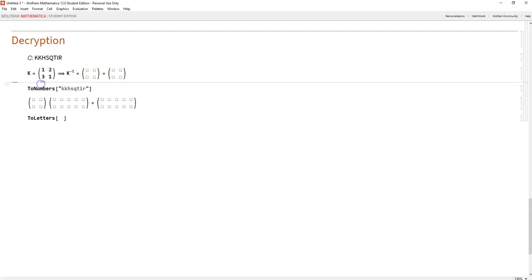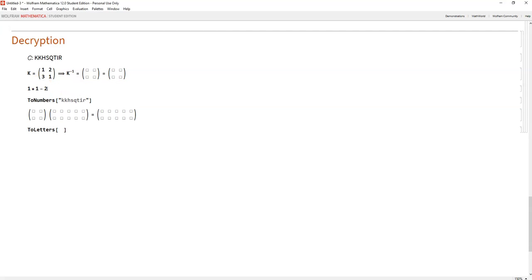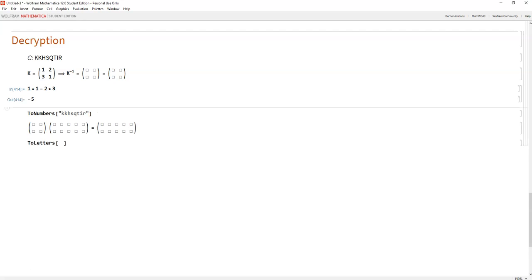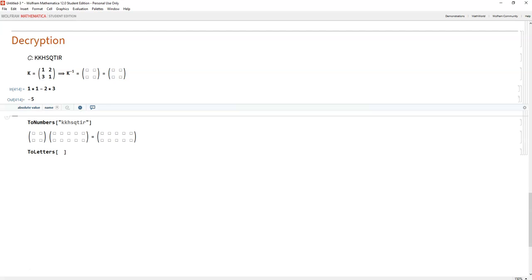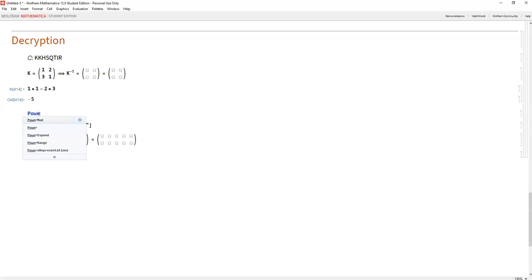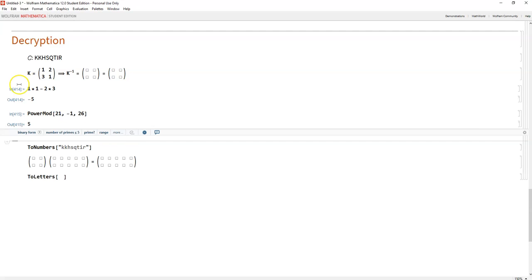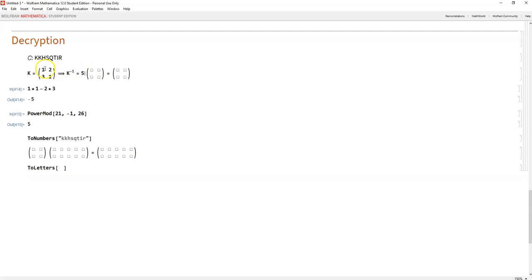All right, well, first things first, I work out my determinant. All right, which is -5, which is the same as 21 mod 26, which is invertible. And so to find the inverse, I need the inverse of 21, or the inverse of -5, they're the same number, mod 26. All right, which is 5, conveniently. All right, now I reverse my diagonal entries. My diagonal entries are the same, so it doesn't look any different.